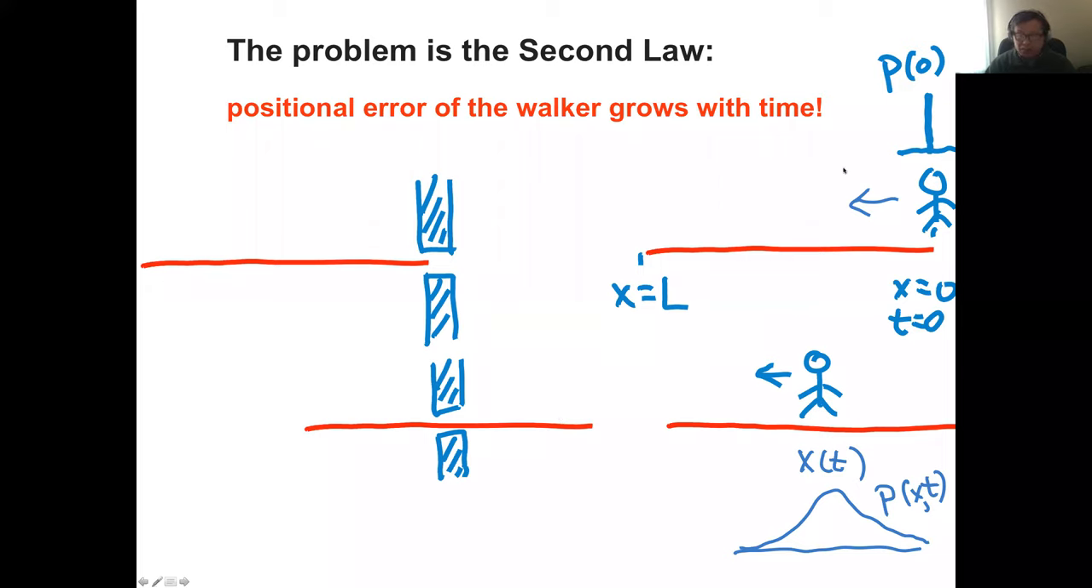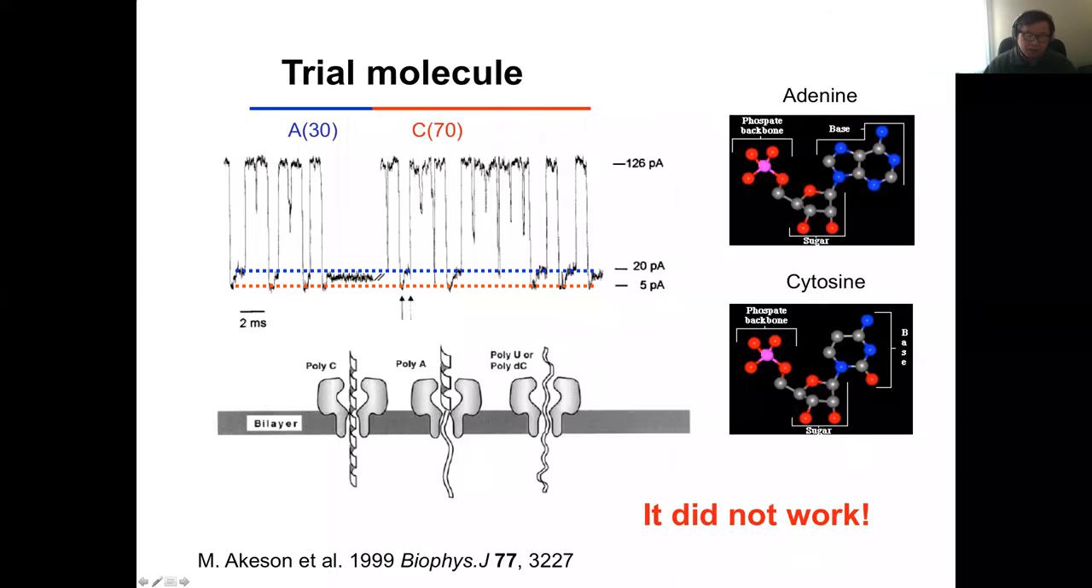But it turns out that because of Brownian motion, this DNA going through the pore can be understood as the pore walking on the DNA. So I'm going to make this pore a little man, a random walker walking on the DNA. So at time t equals zero, I know where the random walker is, but as a function of time, this random walker will diffuse and I will lose information. And this was actually seen very early on in the work of Axon and others.